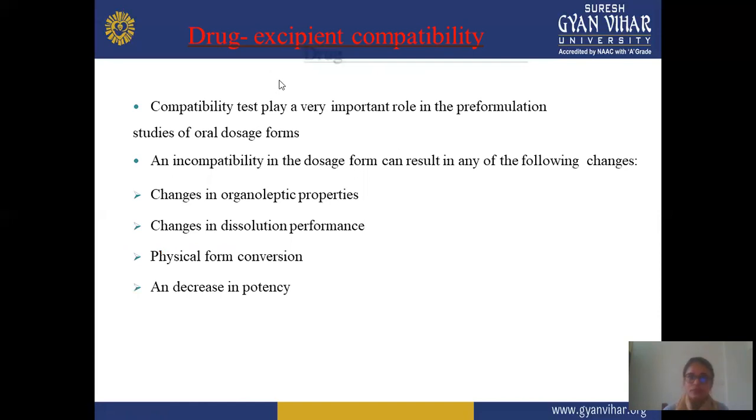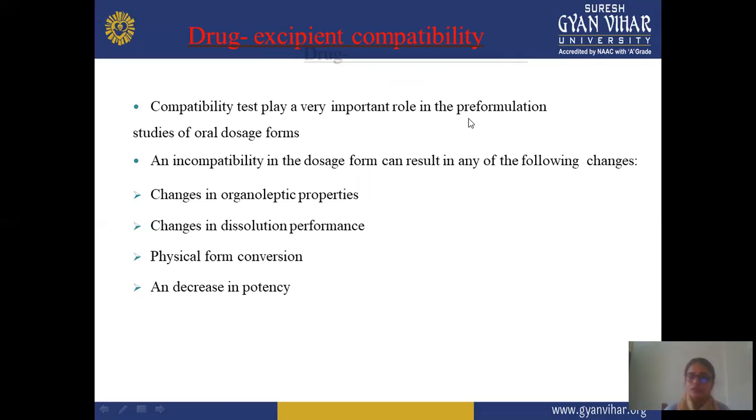Next is drug excipient compatibility. Compatibility testing plays a very important role in the pre-formulation study of the oral dosage form. Incompatibility in the dosage form can result in any of the following changes. If you are formulating a good, compatible formulation, which is mainly the condition for oral solid dosage forms, and your formulation is 100% compatible, then no problem is observed, and your formulation should be stable for a particular time limit, up to the shelf life.